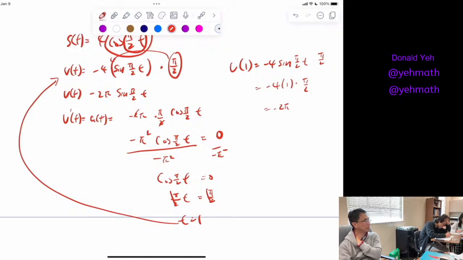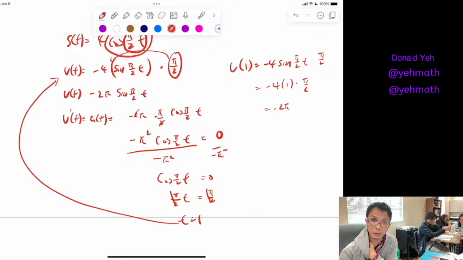Next question. Sure. Where's my cursor? Release my cursor. Oh, there you go. 13. Okay, 13 is the same thing.